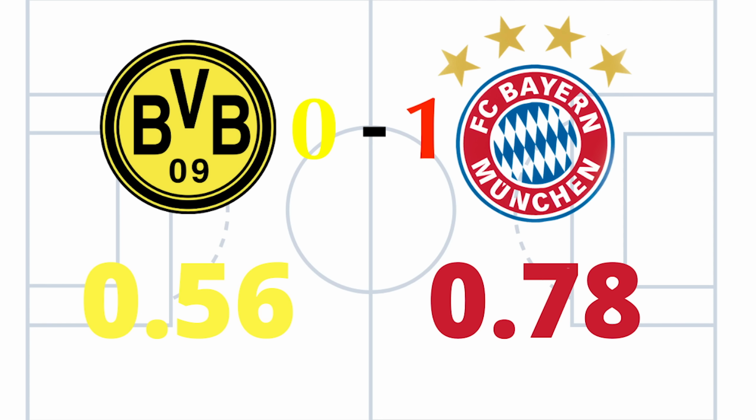Both teams had a very solid performance, which is quite convincing if you look at the expected goal figures for the two teams: 0.56 for the home team Dortmund and 0.78 for Bayern Munich. The small difference could be the factor that separates the two sides.